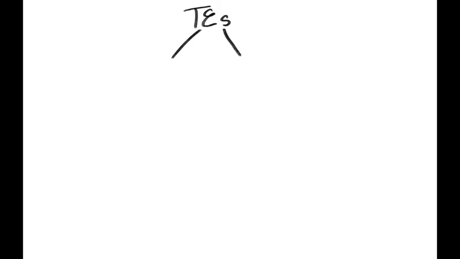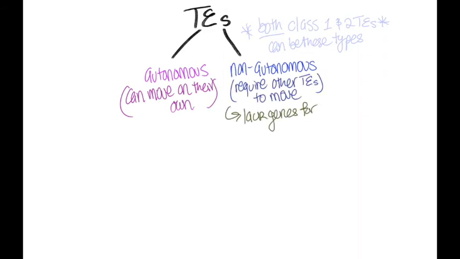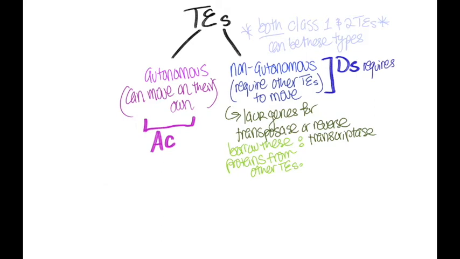Both Class 1 and Class 2 TEs can be either autonomous or non-autonomous. Autonomous TEs can move on their own, while non-autonomous elements require the presence of other TEs in order to move. This is because non-autonomous elements lack the gene for the transposase or reverse transcriptase that is needed for their own transposition, so they must borrow these proteins from other elements in order to move. The AC element, for example, is autonomous because it can move on its own, whereas DS elements are non-autonomous because they require the presence of AC in order to transpose.